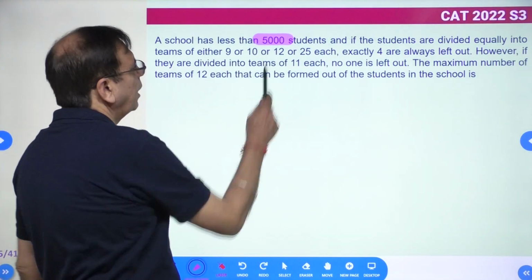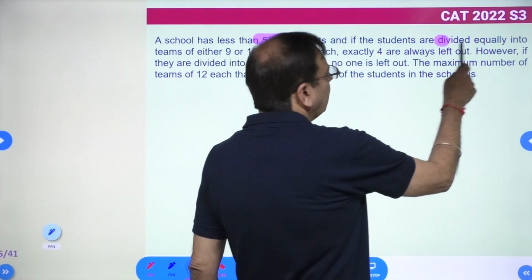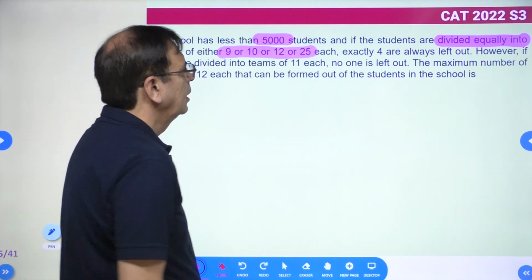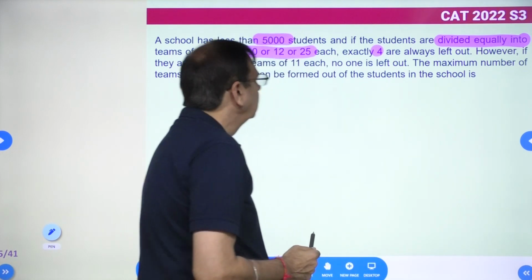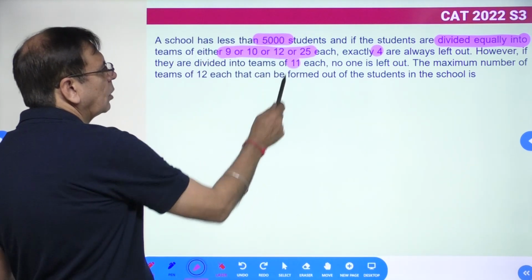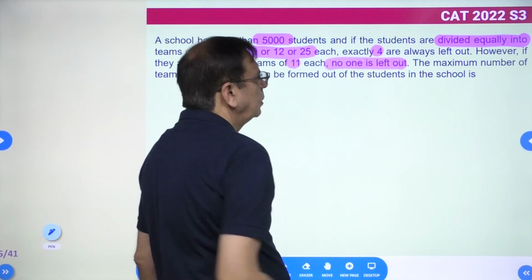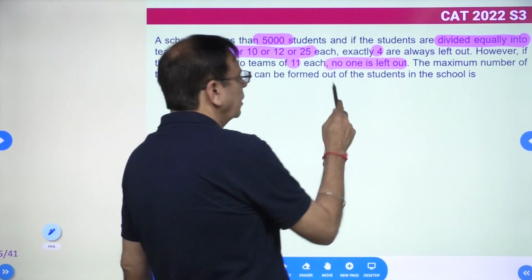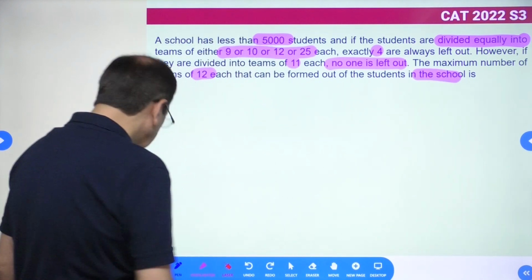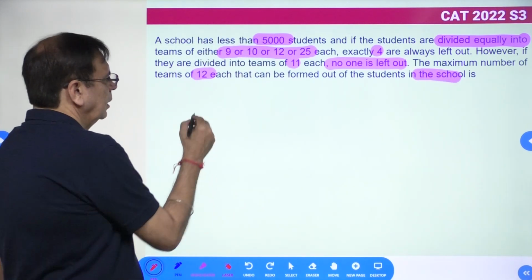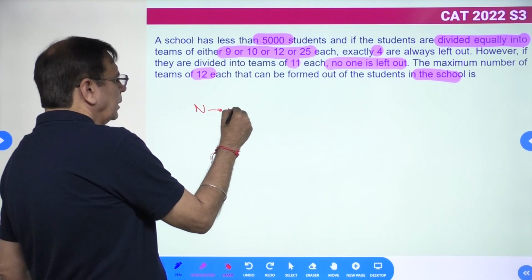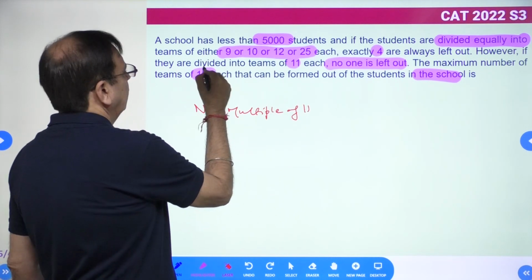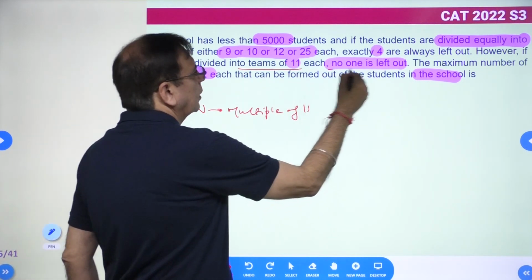A school has less than 500 students. If the students are divided equally into teams of either 9 or 10 or 12 or 25 each, exactly 4 are always left out. However, if they are divided into teams of 11, no one is left out. The maximum number of teams of 12 each that can be formed out of the students in the school is, okay. First thing, what is it saying? The number of students is a multiple of 11. Isn't it? If it is divided into teams of 11, no one is left out.